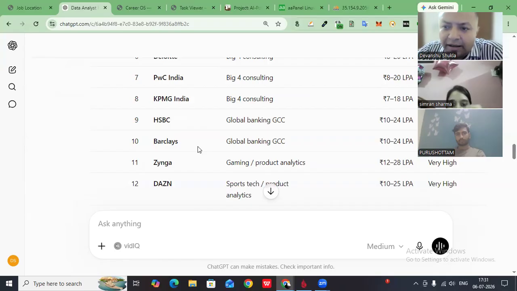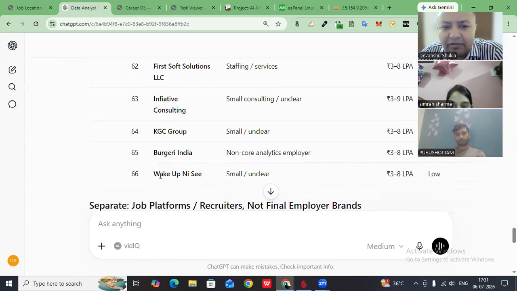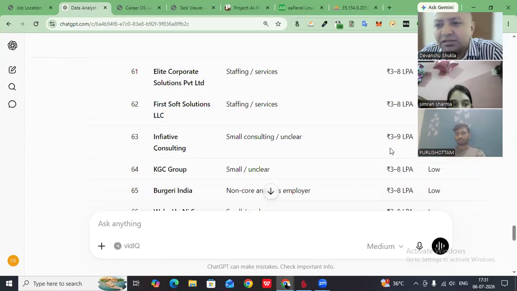Okay, not all. I don't want to target all these, Burgery India or Wake Up Nisi or Infiat Consulting. I don't want to target these low, poor roles. Even though these are data analysts, I don't want to get into an organization which offers me very, very less perks, because the problems which they are solving are small level. So what our target should be, we should fit ourselves to higher value organizations, those who are dealing with bigger challenges in life. And with that, we increase our value exponentially.